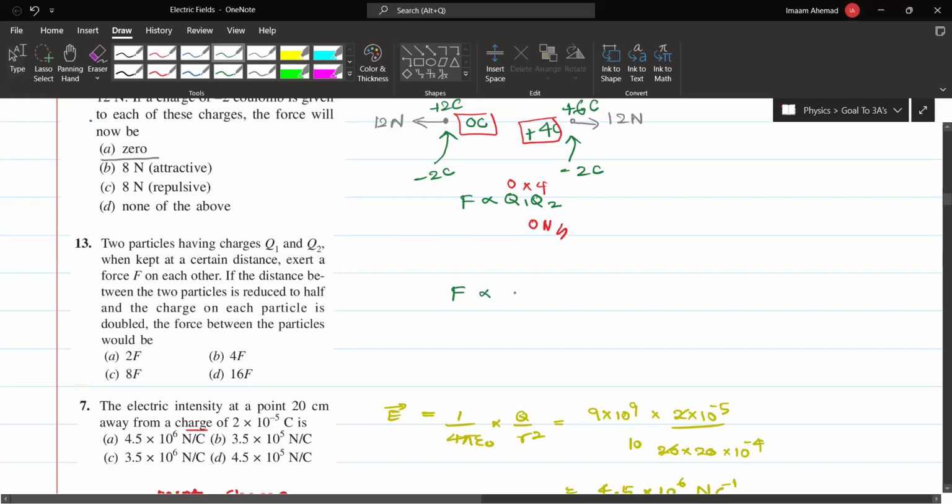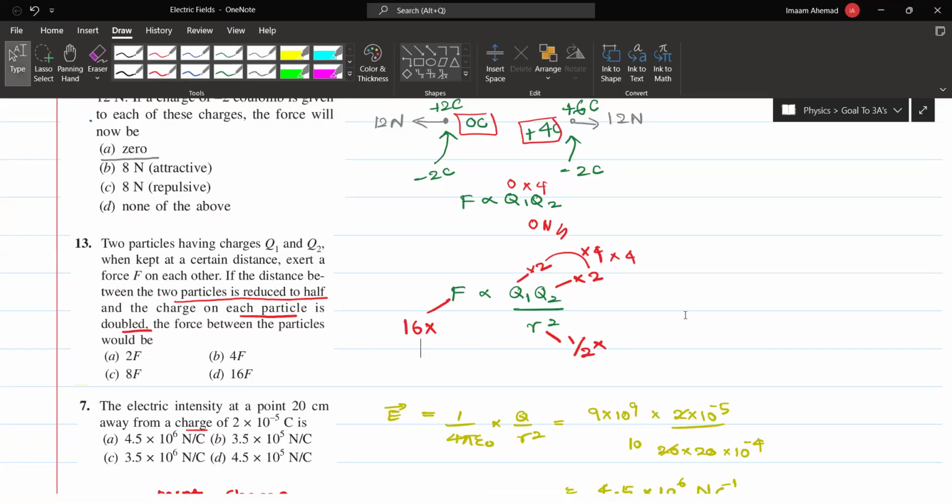So F is proportional to Q1, Q2 over R squared. So it says if the distance between the two particles is reduced to half, so this is half times, and charge on each particle is doubled. So this is 2 times, this is 2 times. Then how many times is the force? These two together, it's 4 times. Then you have 1 over half square. Again, it becomes another 4 times. Therefore, it becomes 16 times. So the answer should be D.